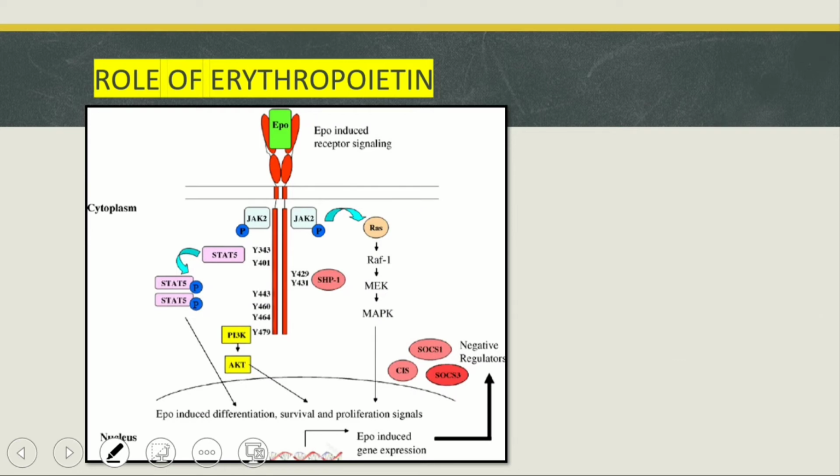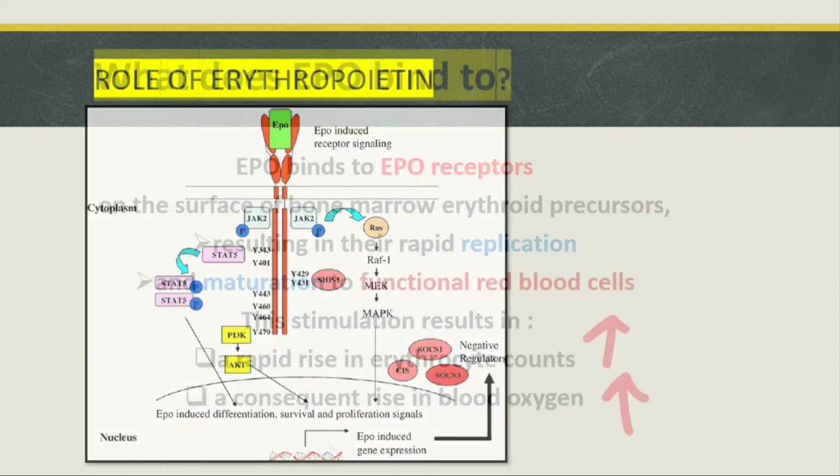So once again, there is a picture of EPO induced receptor signaling. It comes in and binds, and then this JAK2 pathway is activated, that activates STAT5 pathway, and all this phosphorylation occurs, and then EPO induced differentiation, survival and proliferation signals are sent, and EPO induced gene expression occurs. And what happens is that as a result, in the last we get red blood cells.